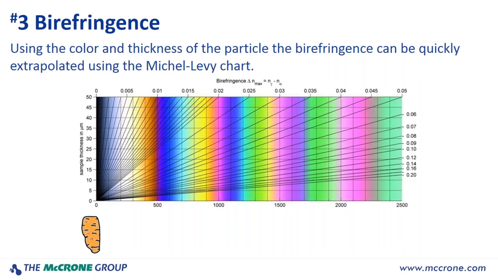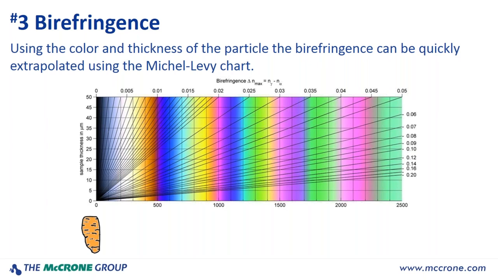The Michel-Lévy interference color chart is a color key associated with particle analysis. The chart is a valuable aid that graphically relates thickness, retardation, and birefringence between the principal refractive indices, where birefringence is the numerical difference between the principal refractive indices. These characteristics allow unknown materials to be identified or provide important optical information about those which are known.